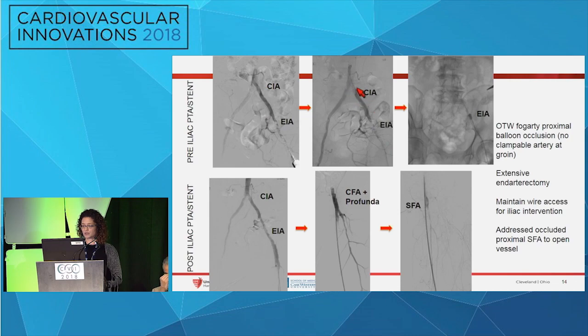Here's that heavy, bulky plaque at the common iliac level, with extensive disease at the external iliac. Really, from the groin, there was no clampable vessel. If I had put a clamp in the external iliac above the circumflex vessels, we would have crushed his artery and really gotten ourselves into trouble.